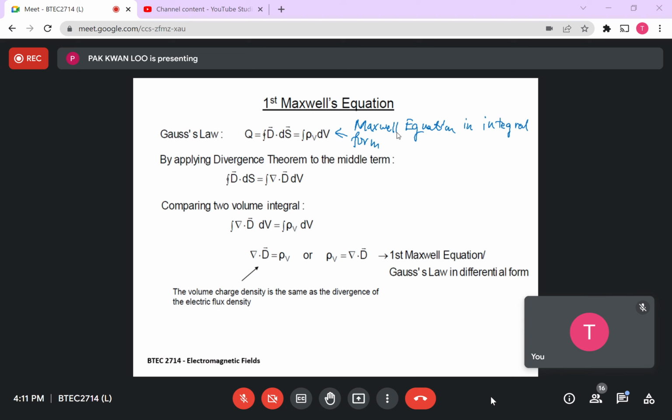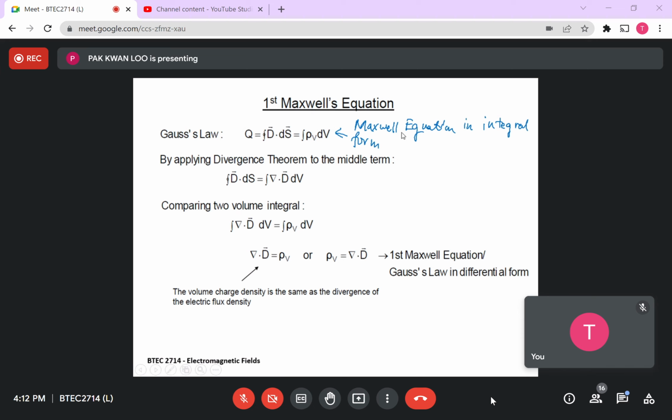So for static fields, electrostatic and magnetostatic fields, the vector never changes with time. I mean those fields don't change with time. Now, for each of the Maxwell equations, as I said, we have four Maxwell equations. For each of the Maxwell equations, we have a point form and an integral form.